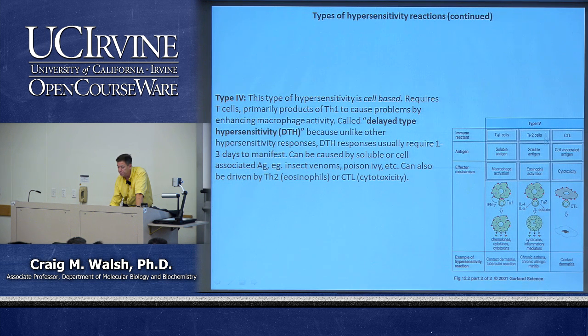You can also get activation of Th2 subsets, which will result in the activation of eosinophils. And we'll talk a little bit about these cells today. They're part of the granulocyte subset, and they're involved in things like asthma and so forth. And then you can also get activation of cytotoxic T cells, typically in response to cell-associated antigens, and that can lead to localized cytotoxicity. So you get localized damage, and an example of that is contact dermatitis. We'll spend more time talking about this next time.